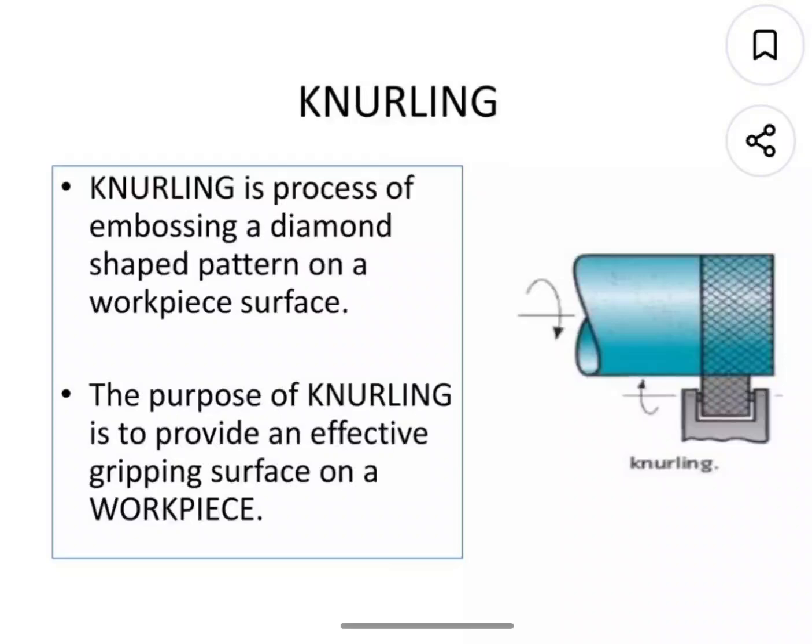And the knurling process embosses a diamond-shaped pattern on a workpiece surface. The process of knurling provides effective gripping surfaces on the workpiece.